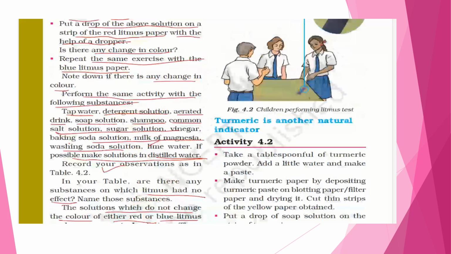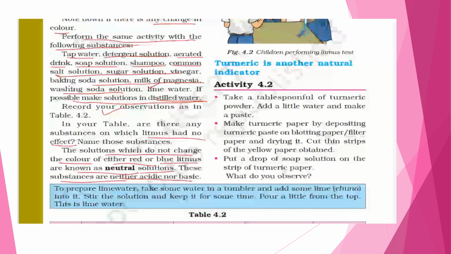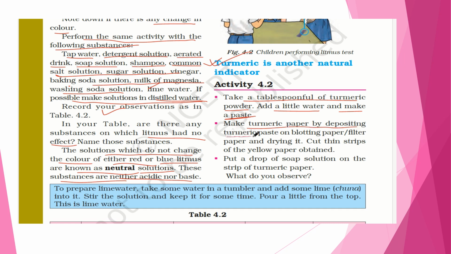Now let us see, turmeric is another natural indicator. With turmeric, let us see what experiments we can do. Take a tablespoon of turmeric powder and a little water and make a paste of turmeric. So you are taking in a container a little bit of turmeric and a little bit of water to make a paste of turmeric powder. Then deposit the turmeric paste on blotting paper or filter paper, and then dry it.